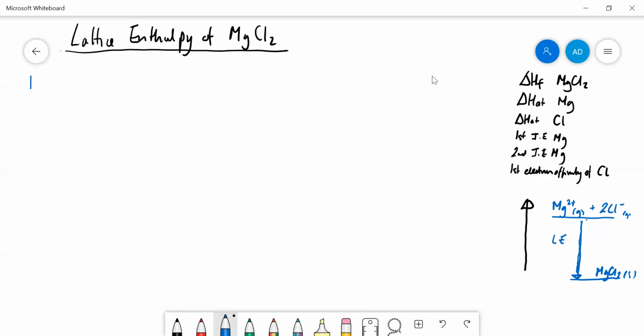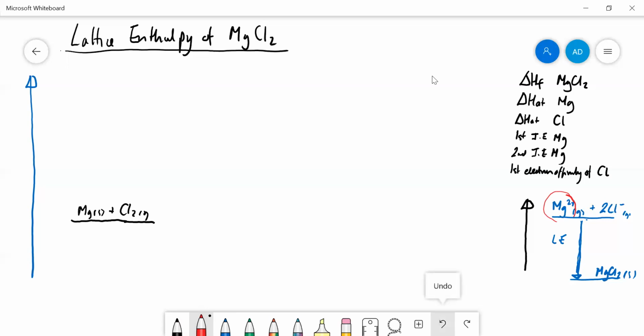So here's our energy line here. And as usual, I'm going to start off with the elements in their standard states. Okay, so I'm going to draw my magnesium, Mg solid, and Cl2 gas, and bear in mind we need to turn our magnesium into this Mg2+ ion. So first thing we need to do is turn it into a gas. Mg gas. We haven't done anything to the chlorine at all. What's that? Well, that's the atomization, isn't it? Delta H atomization of magnesium.